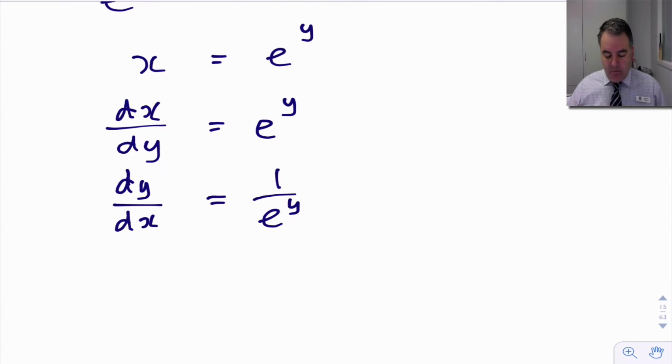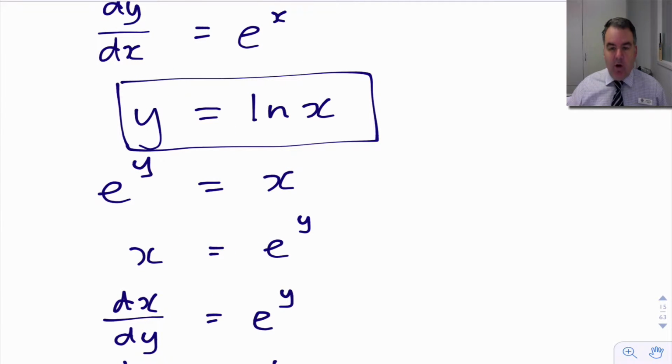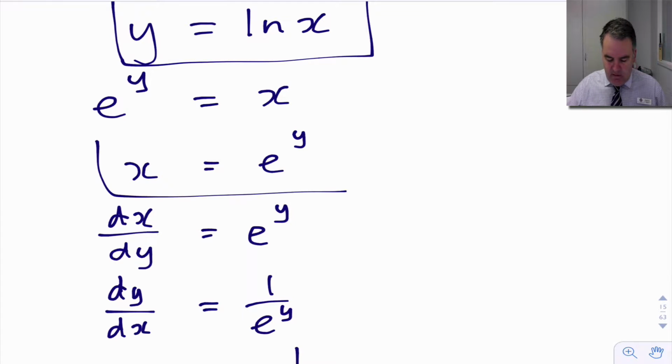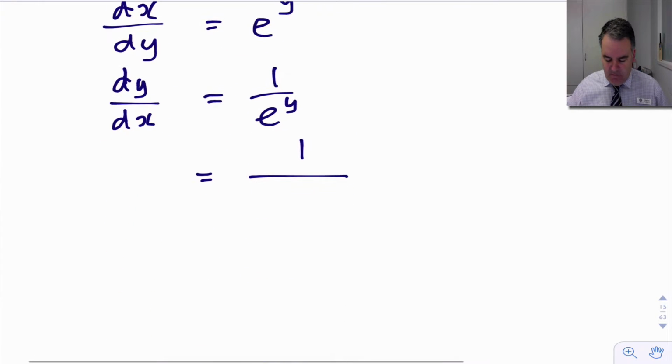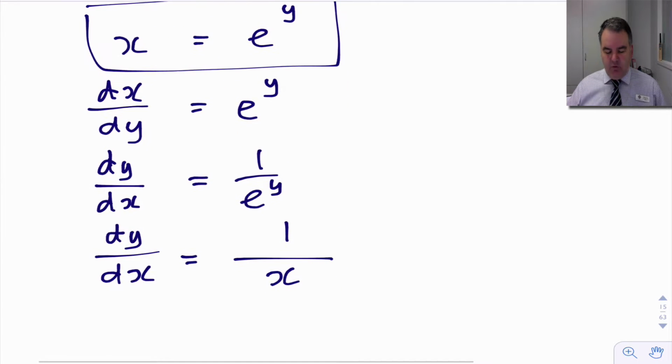Okay, so dy dx was actually what we want to find. Remember, we started off with y equals ln x, and we want dy dx. We want what's the derivative of y with respect to x. We've discovered it's 1 over e to the y. And what is e to the y? If we go here, e to the y is just x. So there's our result. dy dx is equal to 1 over x. That's it. So the derivative here of ln of x is equal to 1 over x.